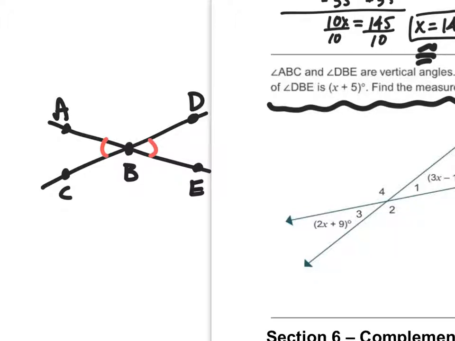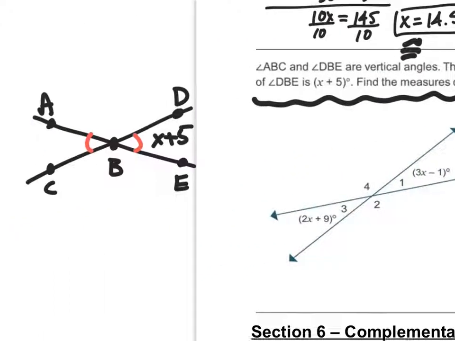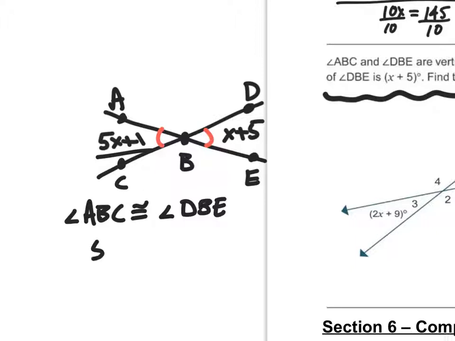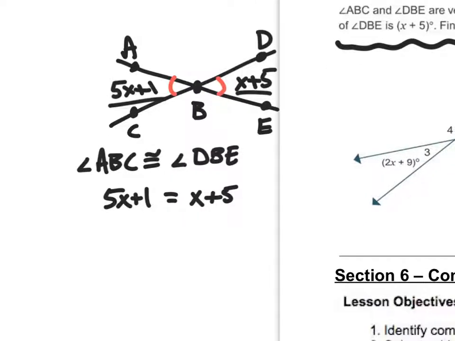Okay, DBE is x plus 5, and the other one was 5x plus 1. Now, because these angles are congruent, because angle ABC is congruent to angle DBE, I can set up the equation that 5x plus 1 is equal to x plus 5. And I have to solve this equation for x.